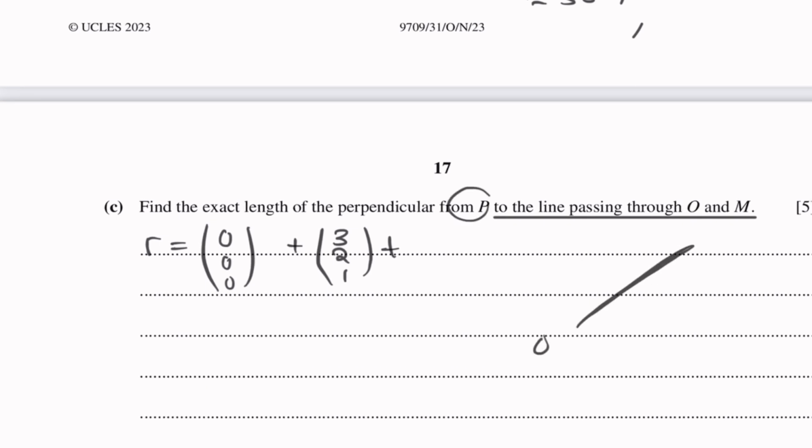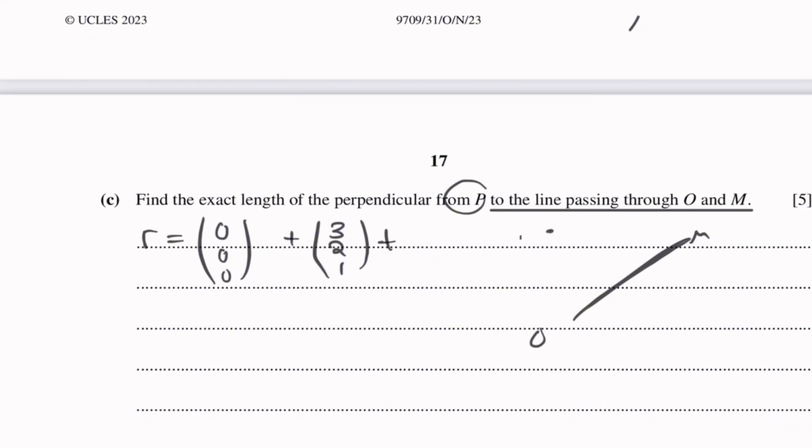So let's imagine this is OM. And then we have P right here. And then there's the foot of the perpendicular with this point. Let's call it R or whatever. Okay, we want to find this R, the point of intersection between the two, in order for us to find the length.